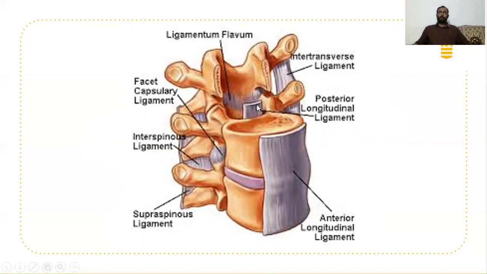This is the posterior longitudinal ligament, which is attached posterior to the body of vertebra but anterior to the vertebral canal. Please note that the posterior longitudinal ligament is anterior to the spinal canal, connecting the body of the vertebra posteriorly and connecting the disc also. Whenever there is a disc prolapse, the first anatomical structure touched by the prolapsed disc is the posterior longitudinal ligament. You should also see the facet capsular ligament, which is connecting the facet joint.